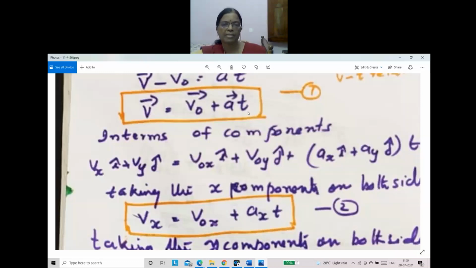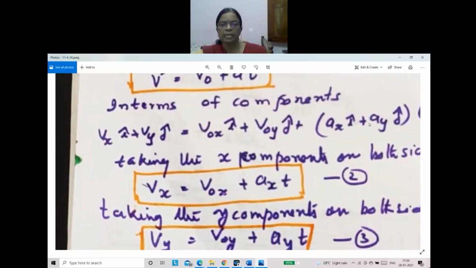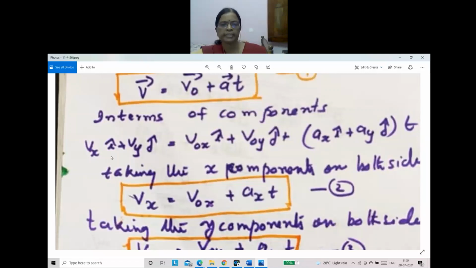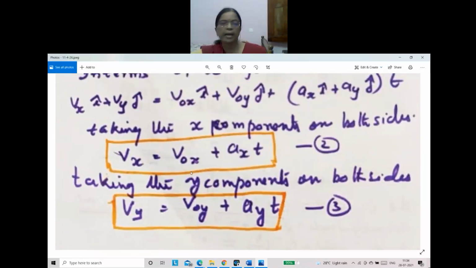So this equation we already studied in one-dimensional motion, but when we study two-dimensional motion, what's the difference? All the vector quantities are expressed in component form, so that is done here. Next step, we are taking the x component separately and the y component separately. So from this equation, you have to take the x component.